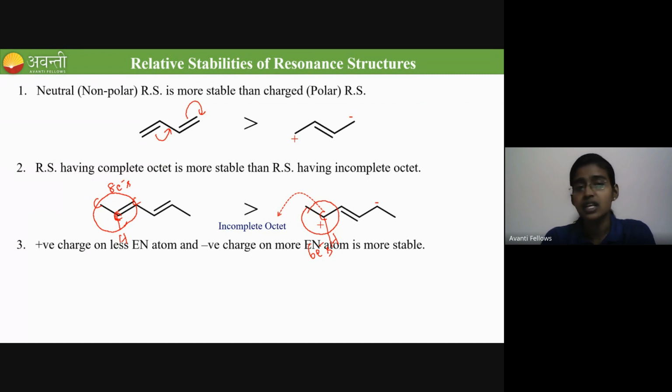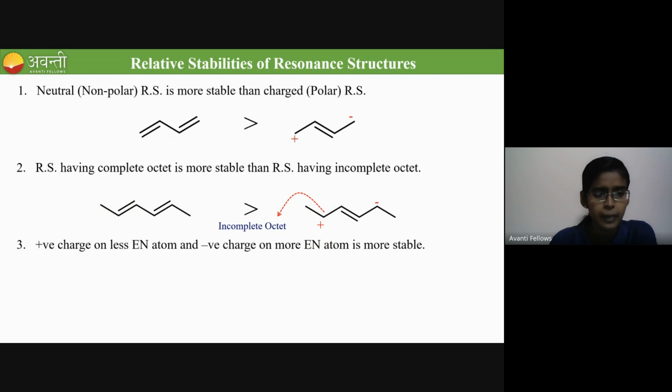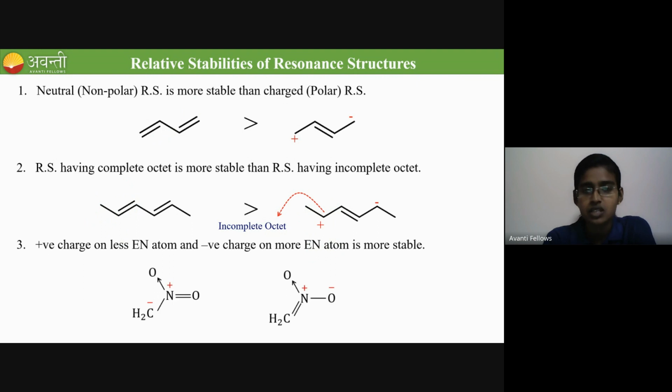Okay. Now coming to the third point: positive charge on the less electronegative atom and negative charge on the more electronegative atom is more stable. You can see this as an example. I have given 2 structures for you. In the first structure, the negative charge is on carbon and the positive charge is on nitrogen. And in the second structure, the positive charge is on nitrogen and the negative charge is on oxygen. Now you tell me which is more stable.